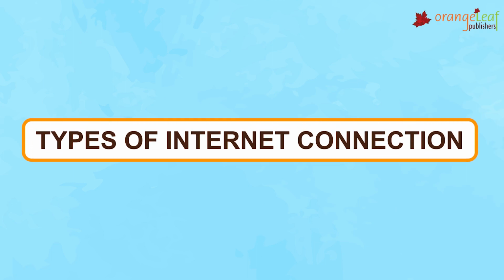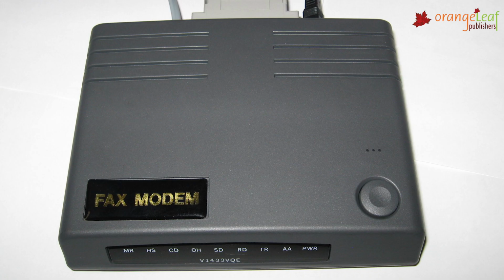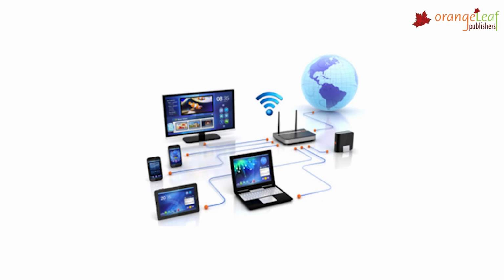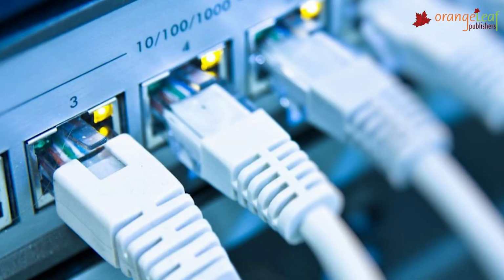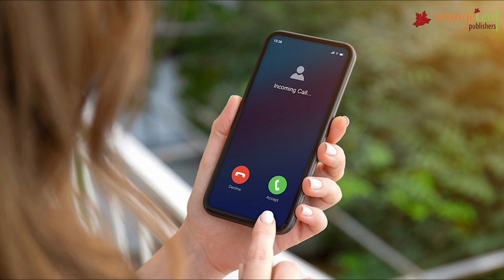Types of internet connection. Dial-up connection. It requires the phone to be connected to a computer. No calls can be made or received while the internet is being used. Broadband connection. It uses a wide bandwidth, providing high internet speed. It is faster than dial-up connection. Phone calls can be made or received while using this connection.